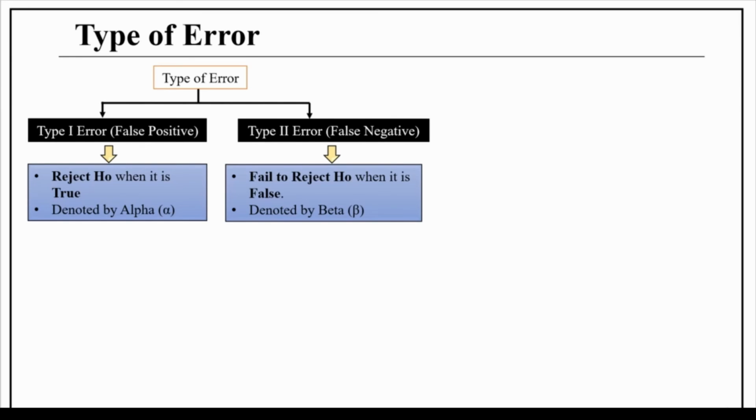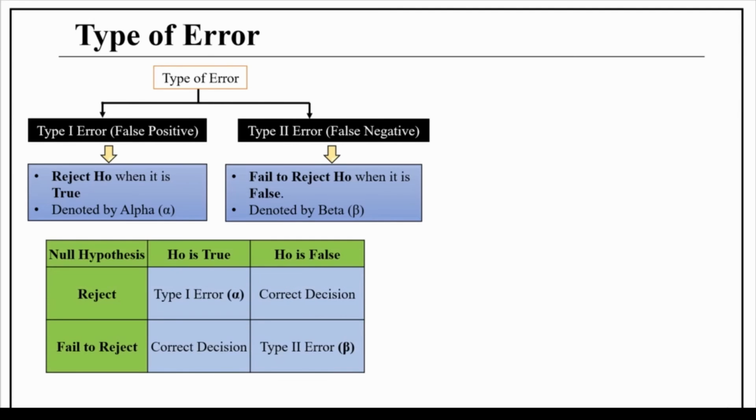Now let's summarize it in a table format. In second column, when null hypothesis is true, we reject it, then it is a type 1 error. And when null hypothesis is true and we fail to reject it, then it is a correct decision. In third column, when null hypothesis is false and we reject it, then it is a correct decision. And when null hypothesis is false and we fail to reject it, then it is a type 2 error.